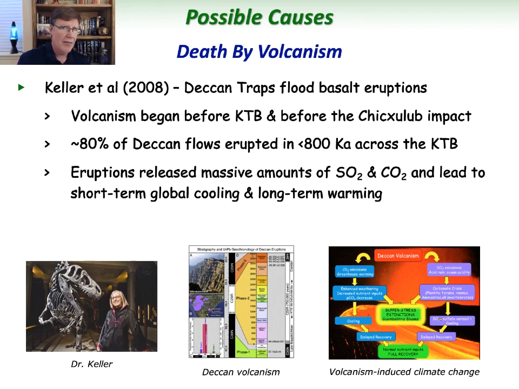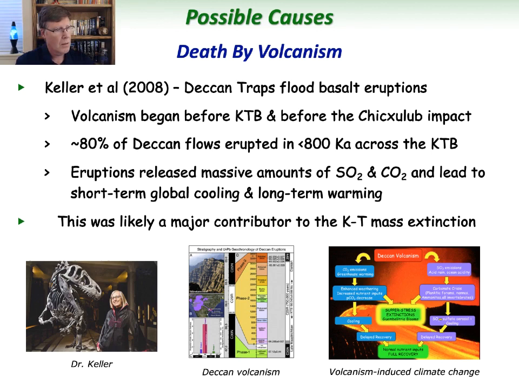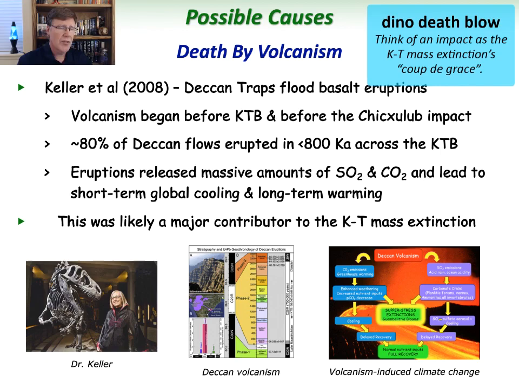And this kind of havoc Earth has experienced before, with the Camp eruption at the end of the Triassic, with the Siberian Traps at the end of the Permian. So the timing was right. The effect was likely significant. This was definitely a major contributor to the KT mass extinction. So at a minimum, this is a co-conspirator with the impact to produce the KT mass extinction.